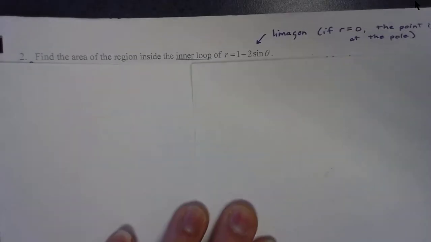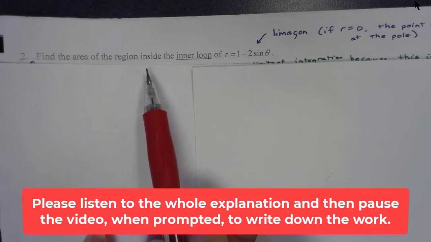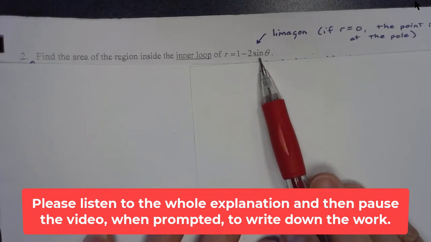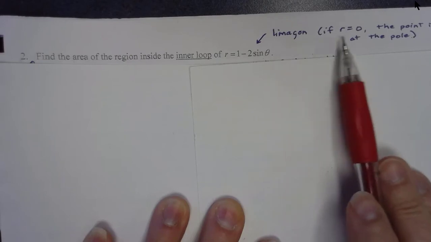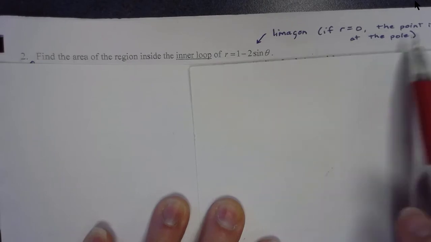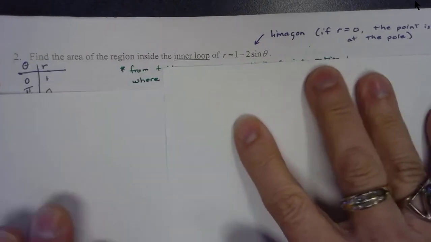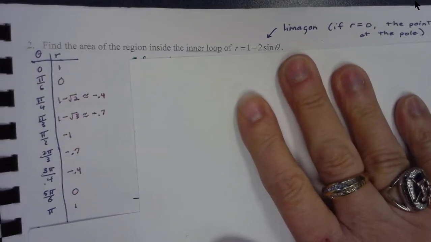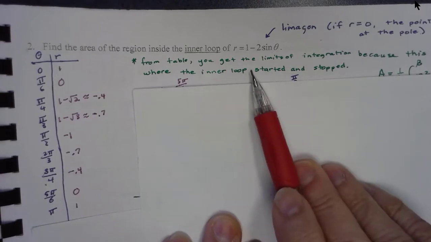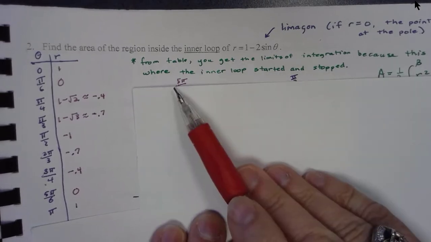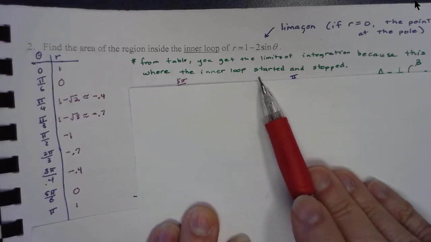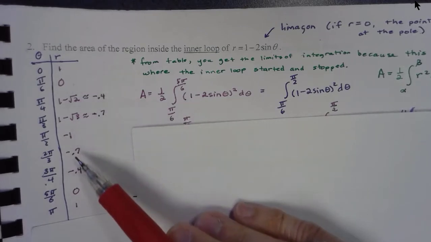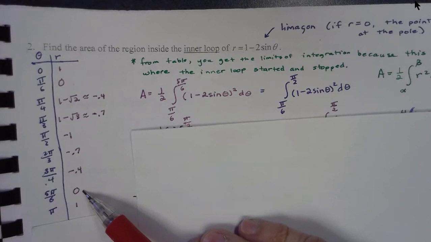Next example. Find the area of the region inside the inner loop of r equals 1 minus 2 sine theta. Now, this is a limaçon. If r is 0, the point is at the pole. So if I make a table, I can start to see some values. From the table, you get the limits of integration, because this is where the inner loop starts and stops. Okay, so pi over 6 to 5 pi over 6.